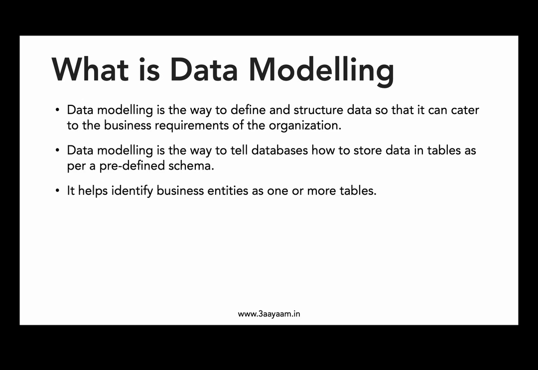And it helps identify business entities as one or more tables. So what are the different business entities that are involved in the process in the IT dimension? What you do is define those business entities as tables in data modeling. And it also helps define the relationships among the tables in databases. As it defines relationships, it mainly caters to relational databases because NoSQL databases do not have relations. But we do data modeling for NoSQL databases also.